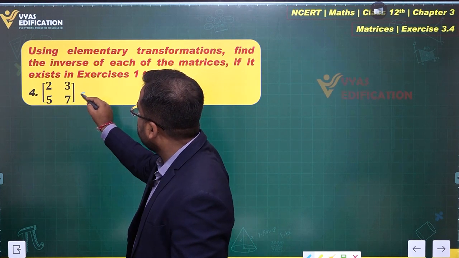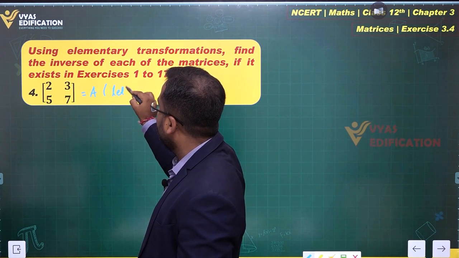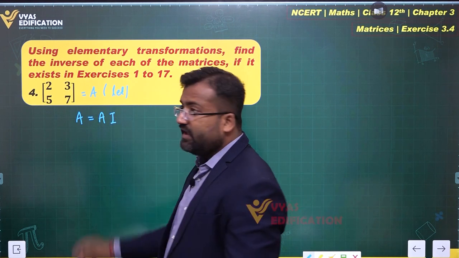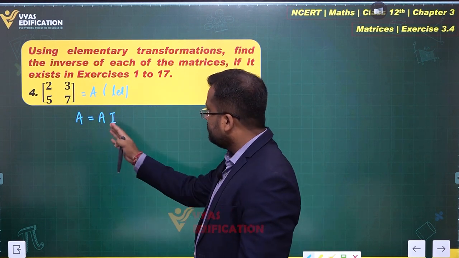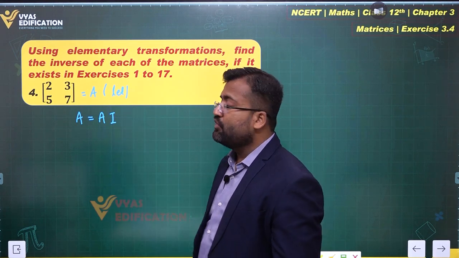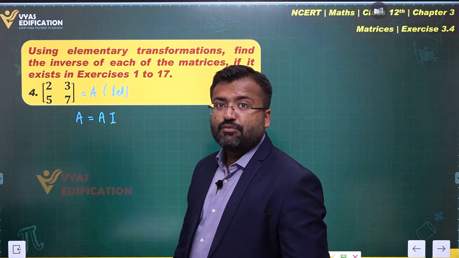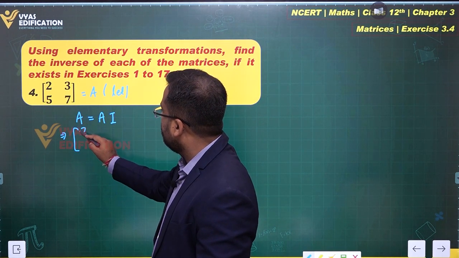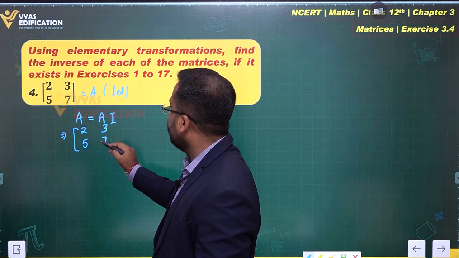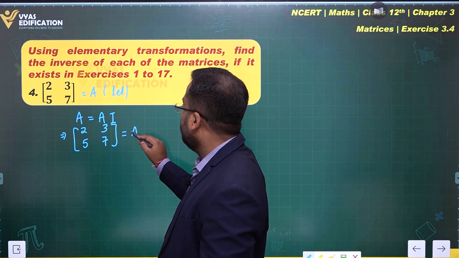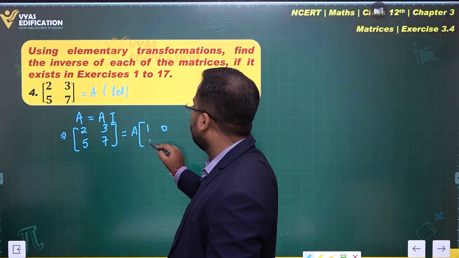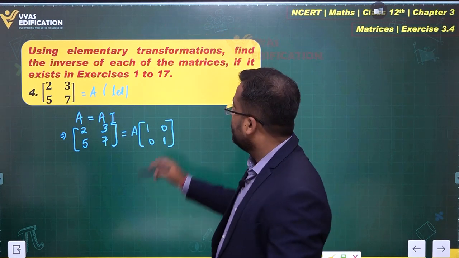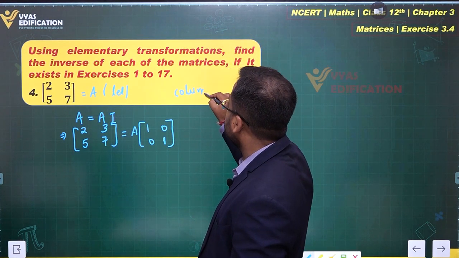How do we use column transformation over here? Let this matrix be A, and we'll have to write A equals AI. I will be written as a post multiplier, and then we'll replace this matrix A with 2, 3, 5, 7. Here I am looking for column transformations. Let's practice column transformation in this question.